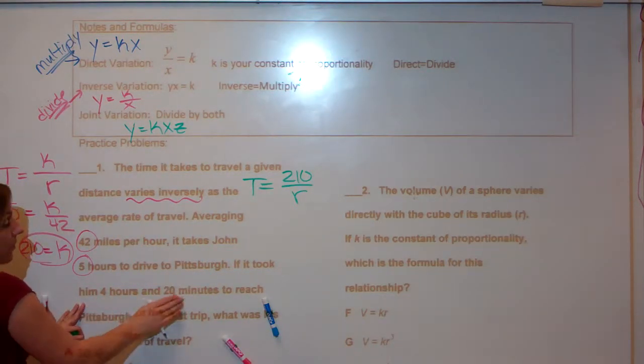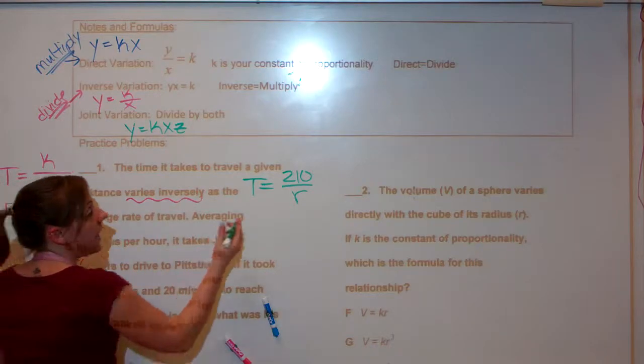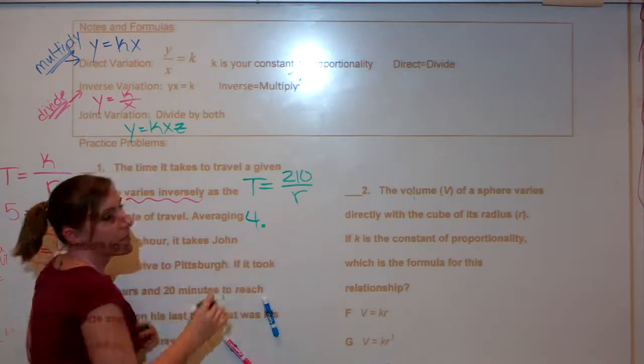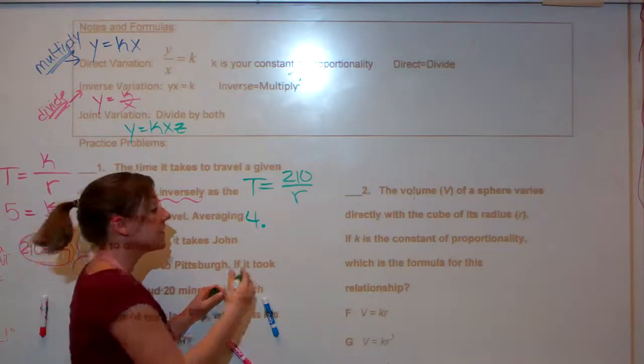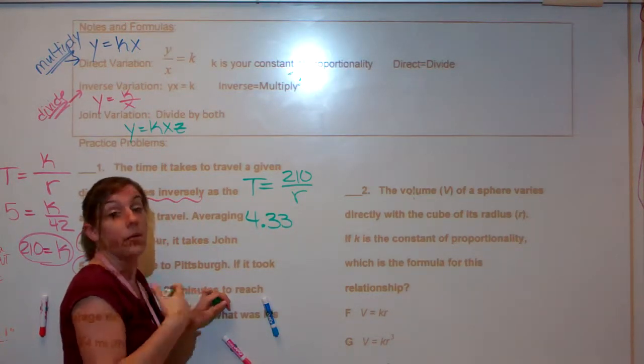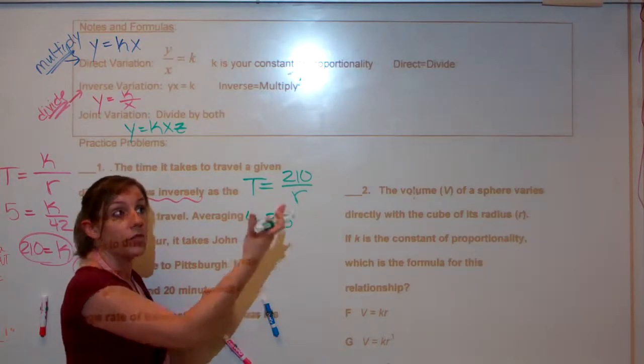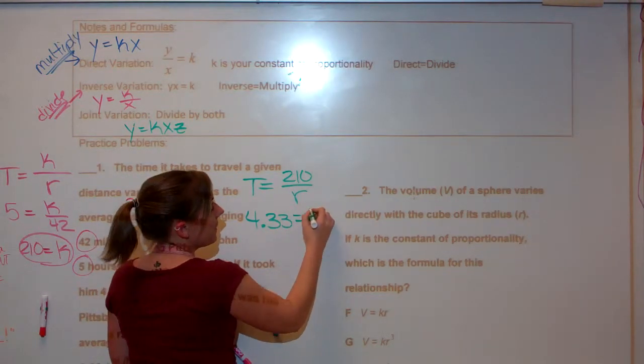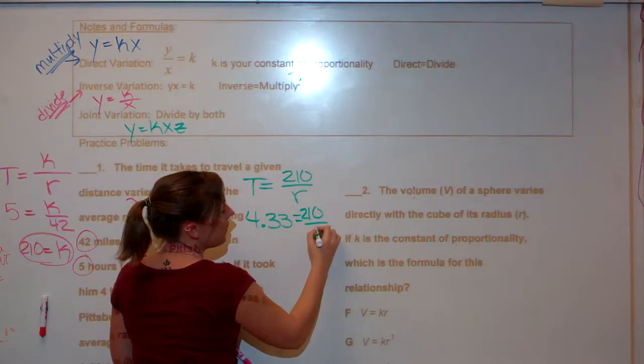It took him 4 hours and 20 minutes. So that is the time. So 4 hours and 20 minutes, 20 minutes out of 60 minutes is actually a third. So I'm going to use 4.33 because that is the decimal form of 20 out of 60. Then that equals 210 over r.